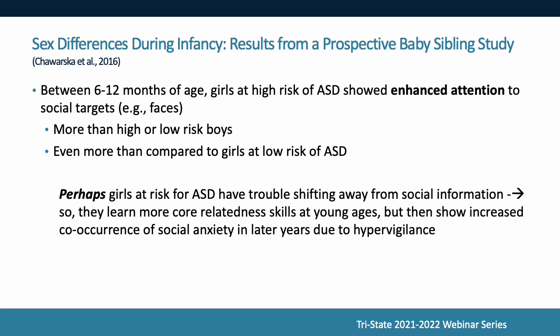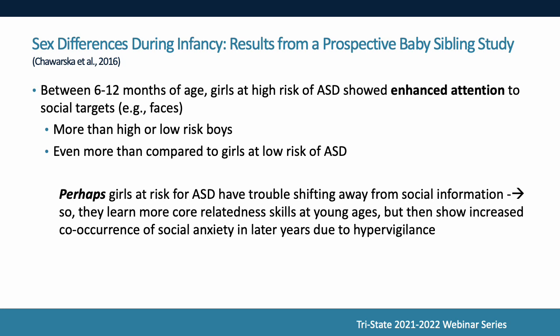So it's very important to consider, if you're evaluating a girl, that you could be looking at a slightly different set of behavioral markers. For example, female infants tend to look at faces longer than their male counterparts, and actually longer than girls who weren't at risk for ASD. So this has led to a thought that perhaps females who are at risk for having autism have a difficult time shifting away from social information.